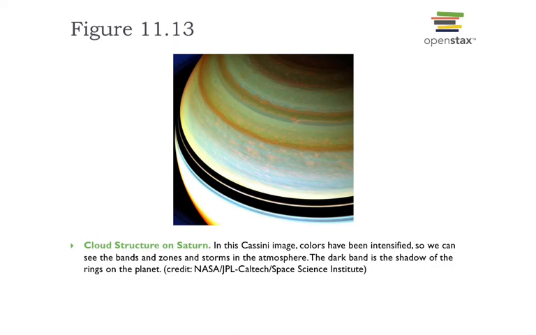Here we could see the cloud structure of Saturn, and we could see bands and zones of some of the storms here in the atmosphere. And again, coloration indicating different heights of those cloud lines there.